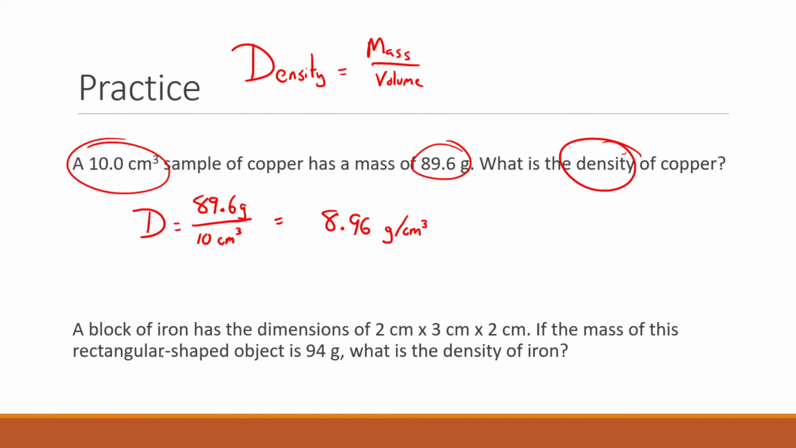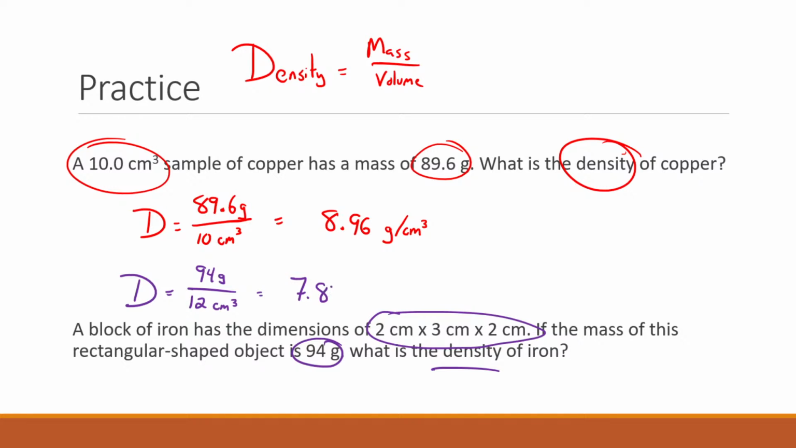In our second problem, they give us some dimensions, they tell us the mass is 94, and they ask for the density. And so we're going to do a very similar setup to what we had before. This time, though, we have to calculate our volume. And when we plug this in, we're going to get a number. And that number is going to be 7.83 repeating. And I picked this setup for a specific reason.